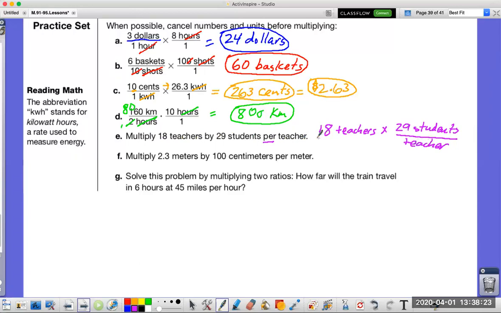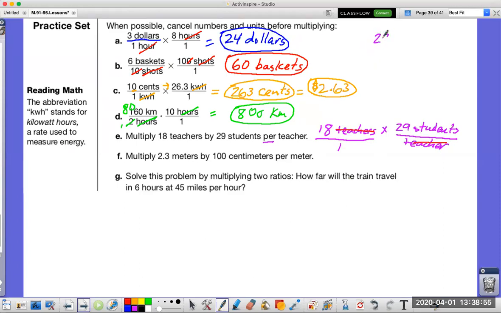So look what happens here. If I make this a ratio format, this ends up canceling out. Let me just use a different color here. So this teacher cancels out this teachers. They're the same unit basically. And because of that, all that's left is students. So I have to take that 18 times 29 to find out what that's going to be in the final answer here. So let me just do that real quick up here.